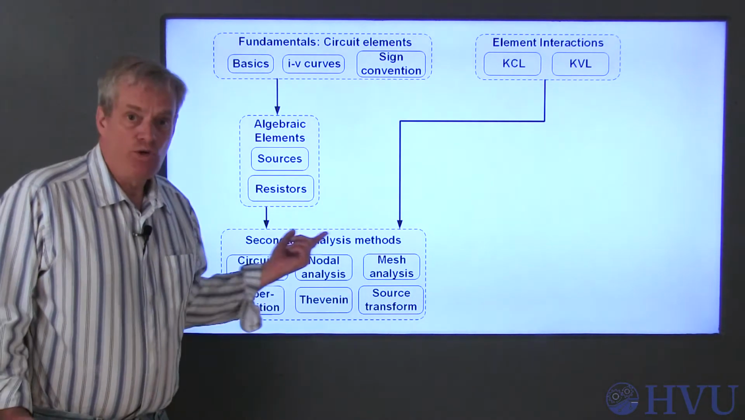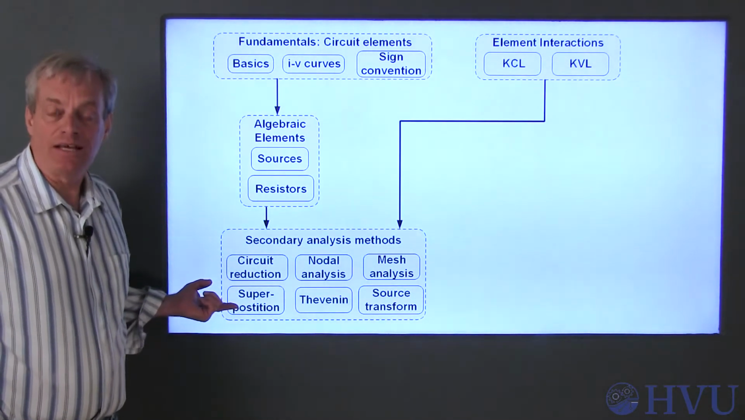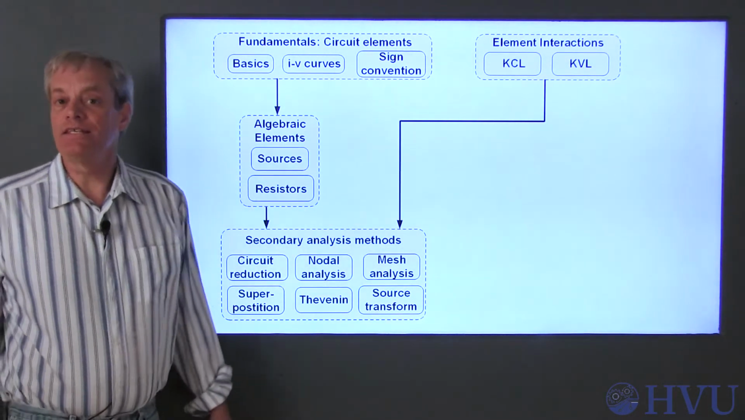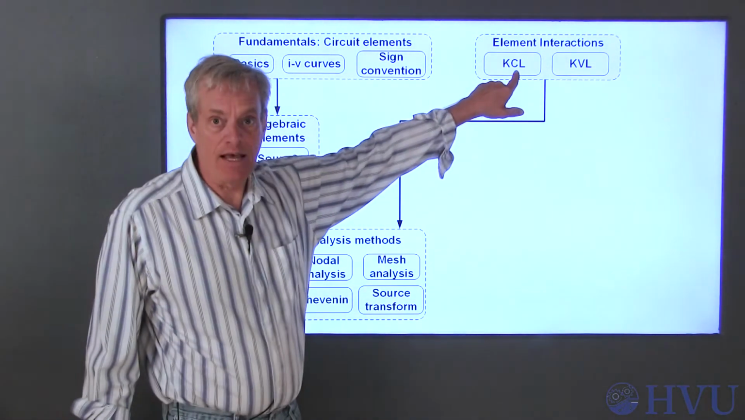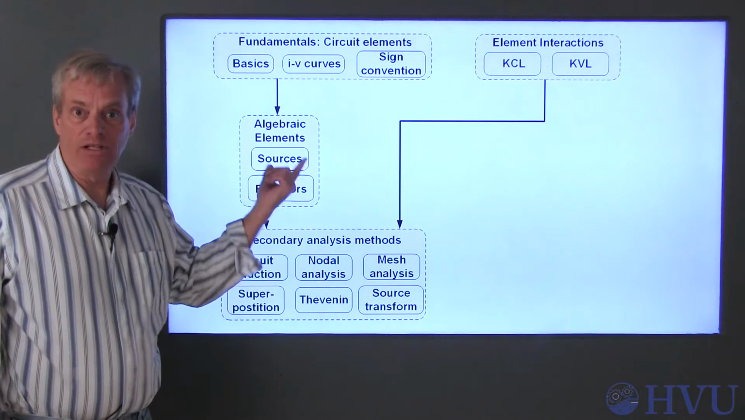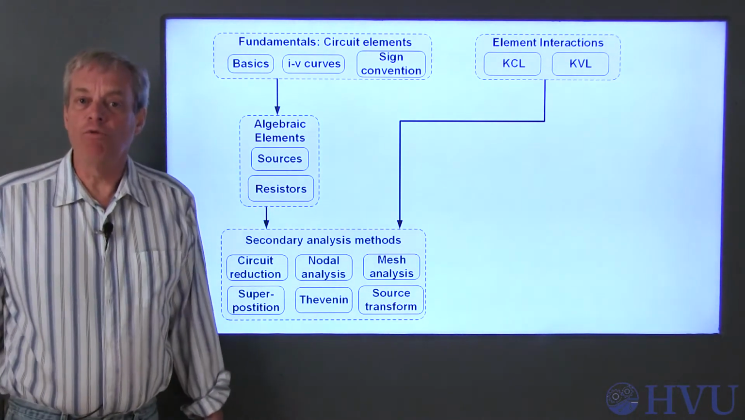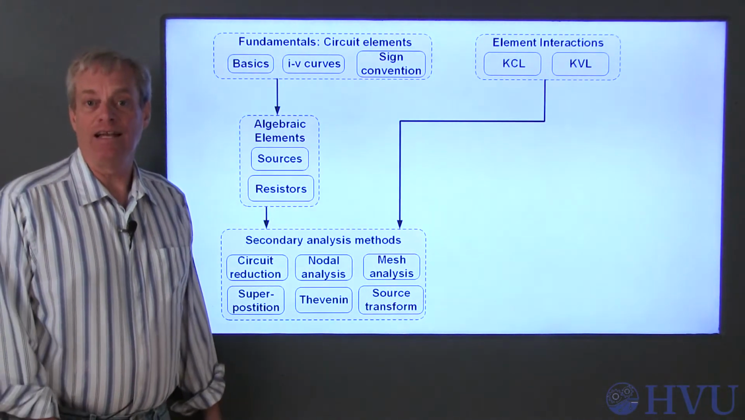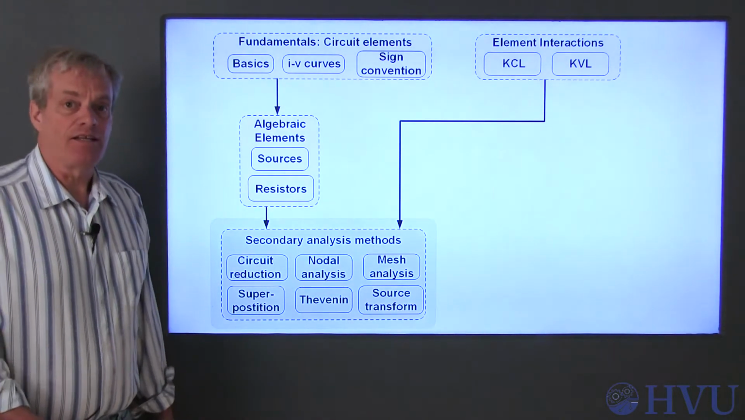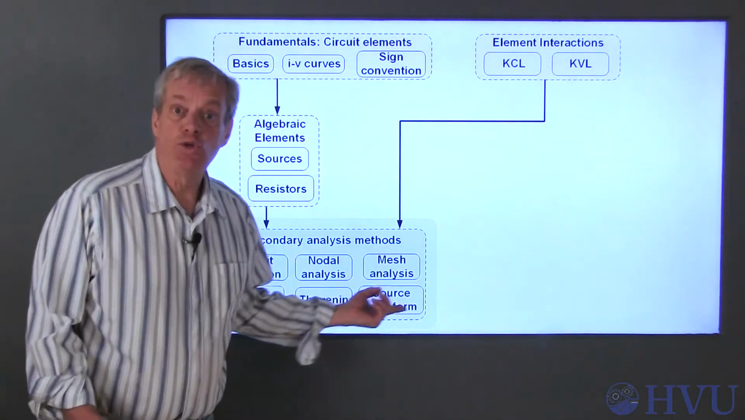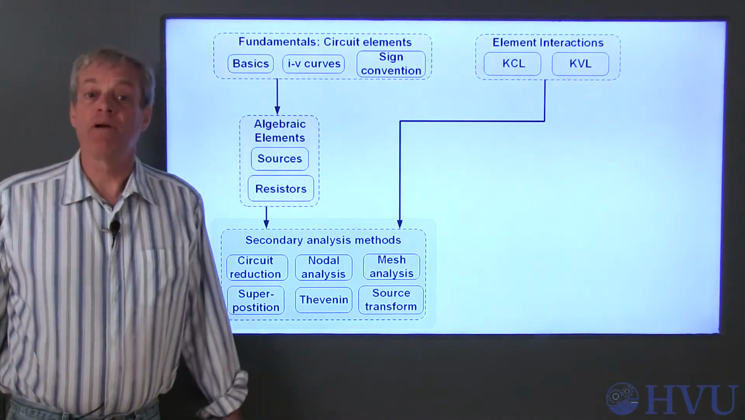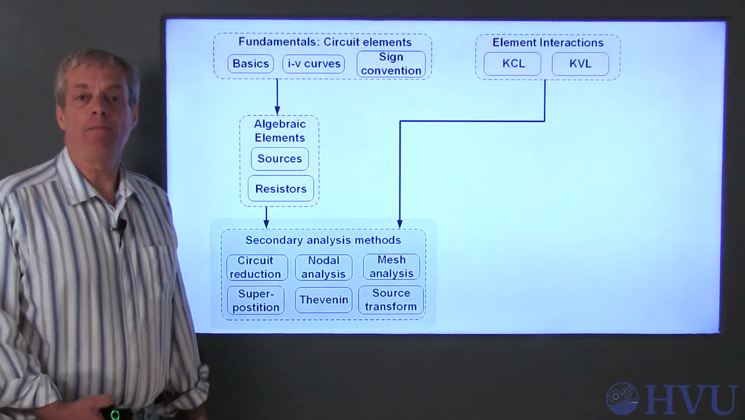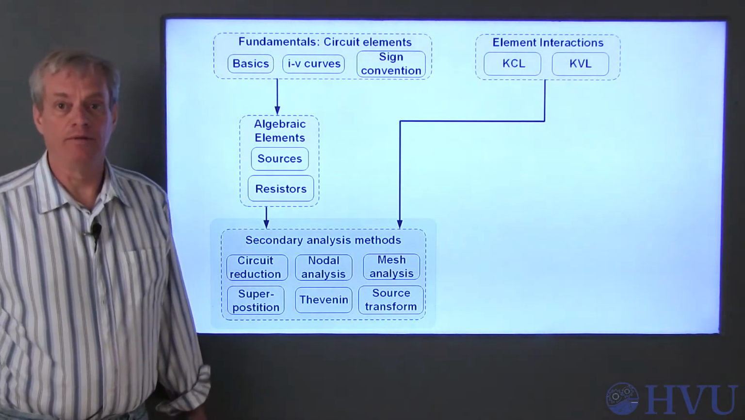Over the next few units, we'll introduce what I call secondary analysis methods. These analysis approaches are all fundamentally based on KVL, KCL, and the circuit element IV relationships. But they are somewhat streamlined to simplify analyses. These analysis methods are presented in units 2 through 5. In those units, I won't really teach you anything new, but I will teach you how to more efficiently apply what you learned in Unit 1.